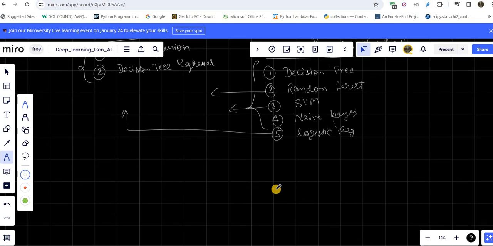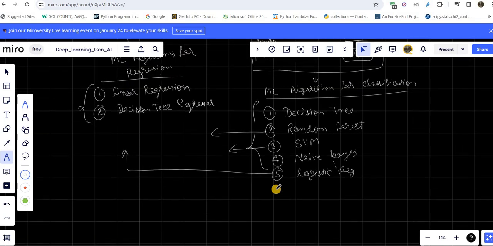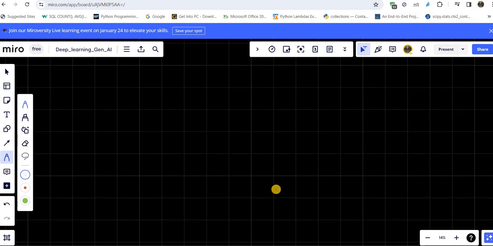Okay. Now let's understand the basics of linear regression, how linear regression works.